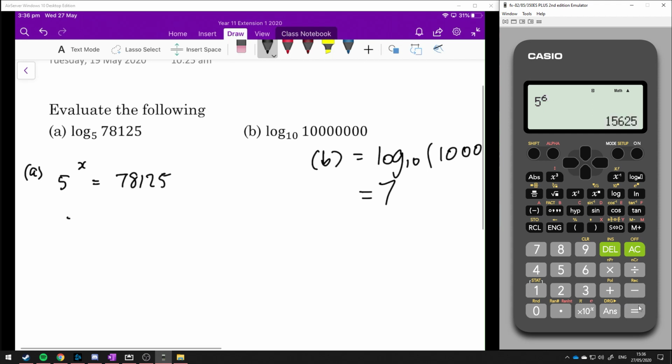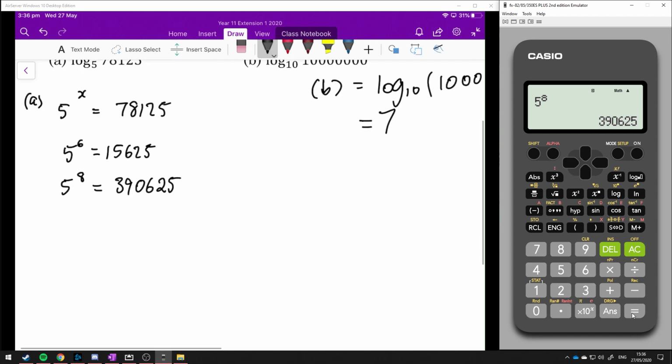So 5 to the power of 6 is equal to 15625. Well, that's too small. Let's try a little bit bigger. We'll go 5 to the power of 8. 5 to the power of 8 is equal to 390625. And now that's too big. But what we notice is that 78,125 must be somewhere between 5 to the power of 6 and 5 to the power of 8. So our first assumption would be, well, let's check 5 to the power of 7.